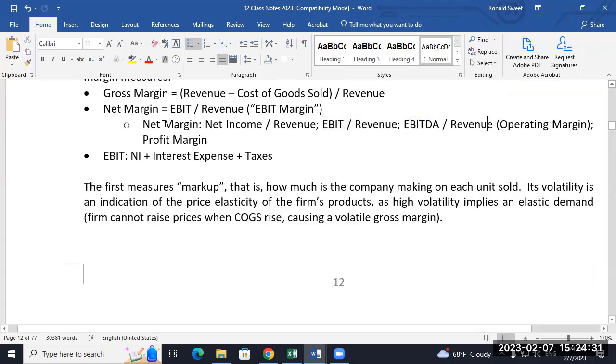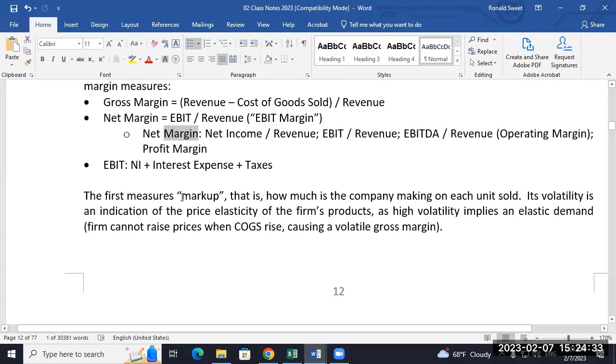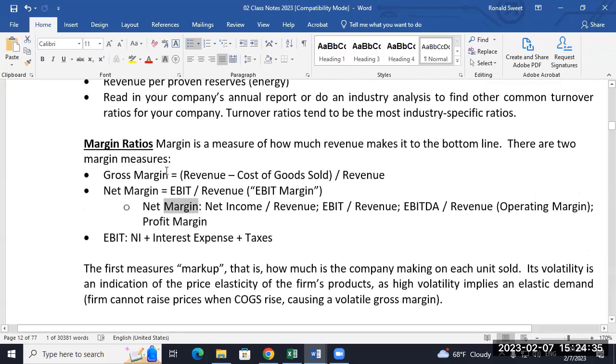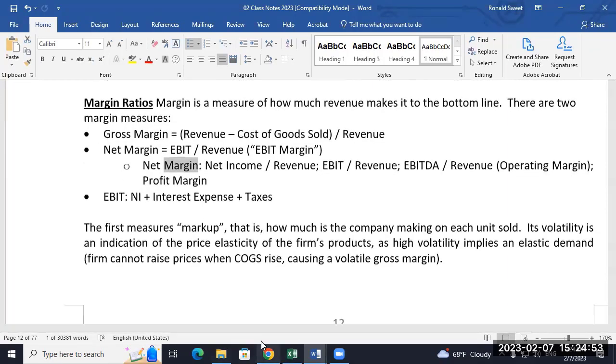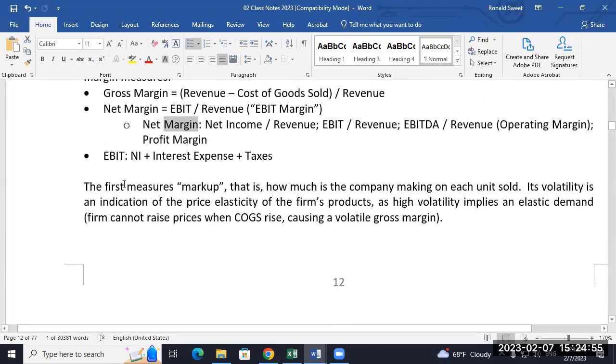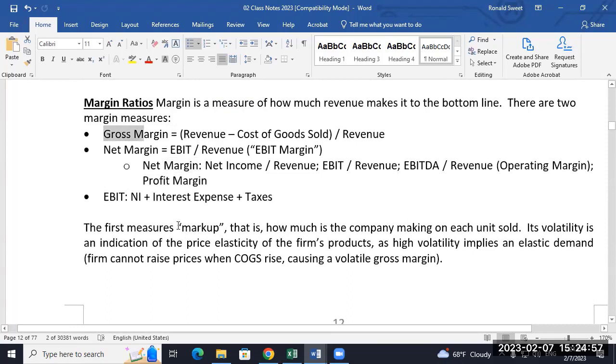What do you notice about the word margin? You always divide by what when you see the word margin? Always by revenue. So that makes it a simple ratio. So before the word margin, I like to say exactly what that margin is: EBITDA margin, EBIT margin. Gross margin to me is revenue minus cost of goods sold. That one's always the same. So gross margin is somewhat of their markup. How much does it cost them to produce something and how much are they charging over that?